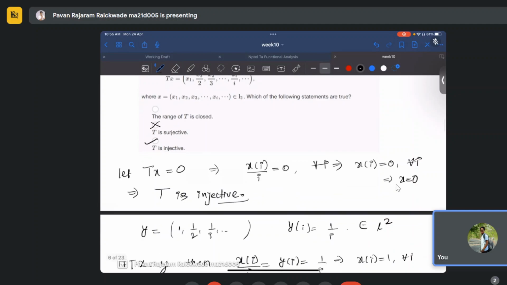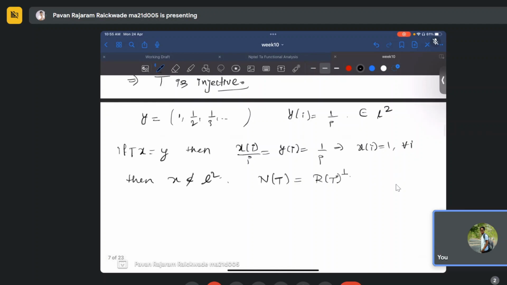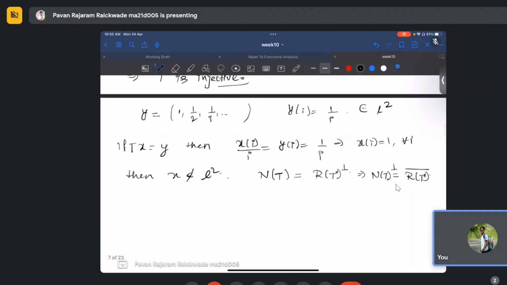Is the range of T closed? That's the question. Well, what we will use here is, for any operator on a Hilbert space, we know the null space of T is equal to the range space of T star perp. This we know. But also that implies the null space of T perp is the range space of T star closure. Here, what is T star?